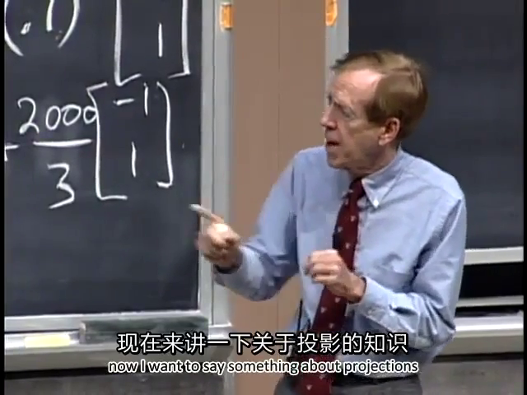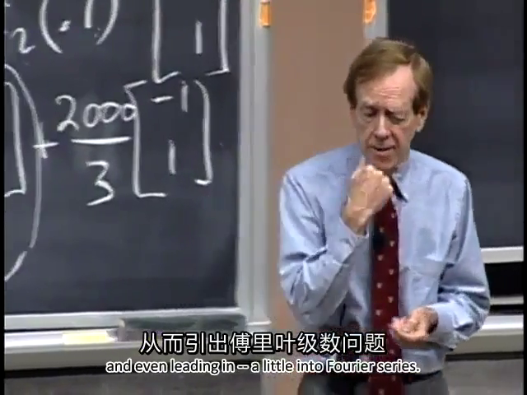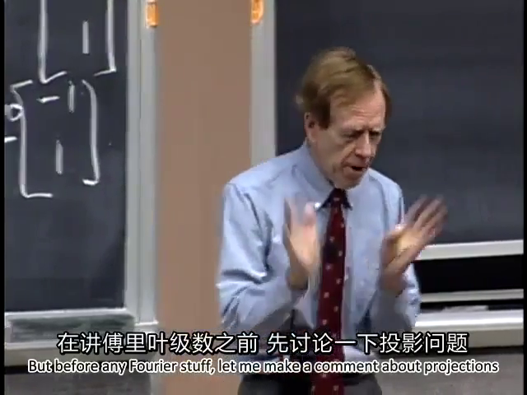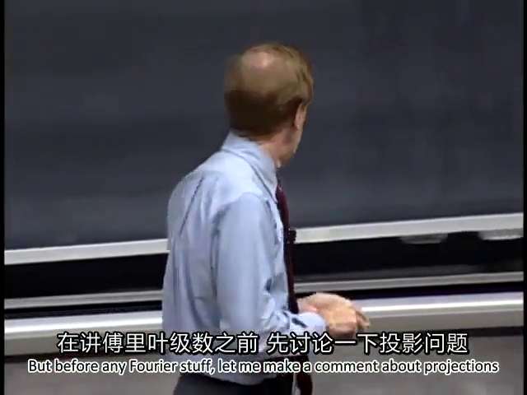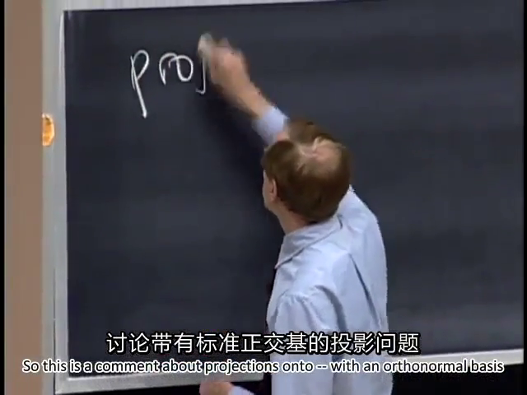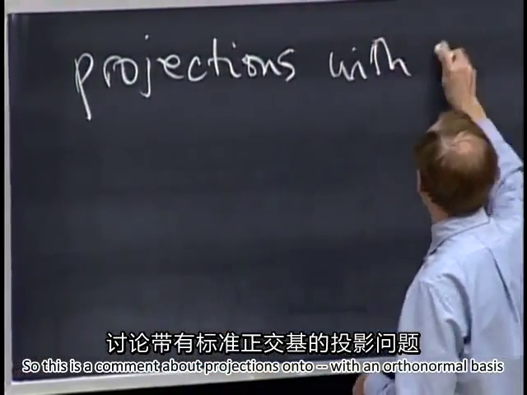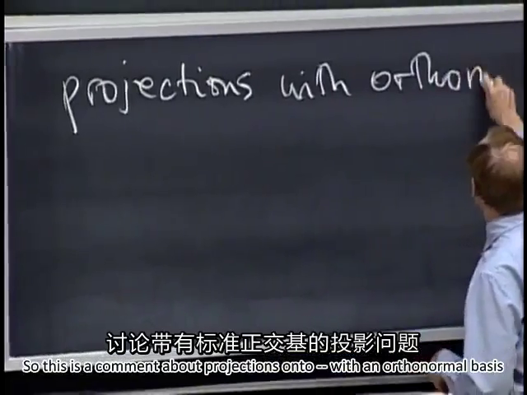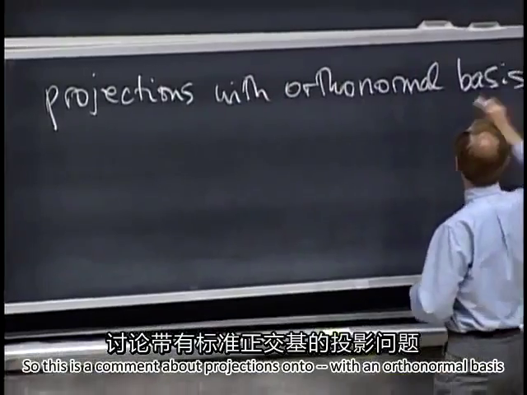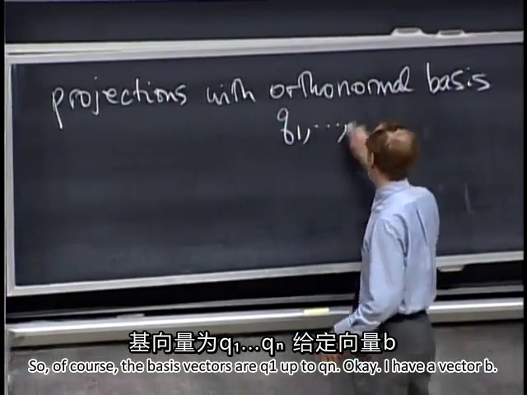Now I want to say something about projections and even leading a little into Fourier series. But before any Fourier stuff, let me make a comment about projections. So this is a comment about projections onto an orthonormal basis. So, of course, the basis vectors are q1 up to qn.